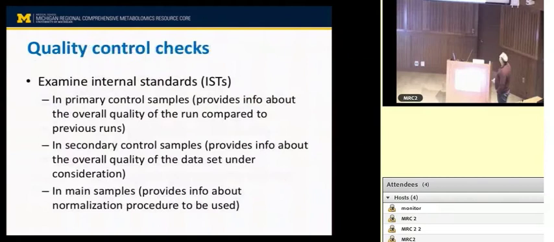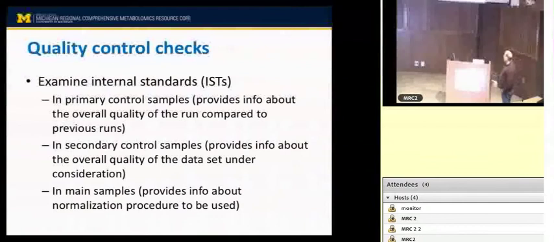So some of the quality control checks that have been mentioned in other presentations is you examine the internal standards, and there are different types of samples that we use in order to make sure that everything is good with the data. There are primary control samples that provide info about the overall quality of the run compared to previous runs. There are other control samples for your particular data set. And of course, you also have the real samples, the biological samples that you're interested in analyzing.